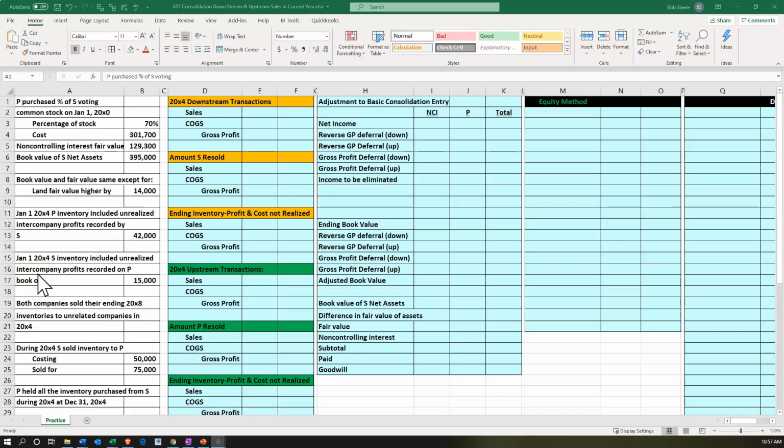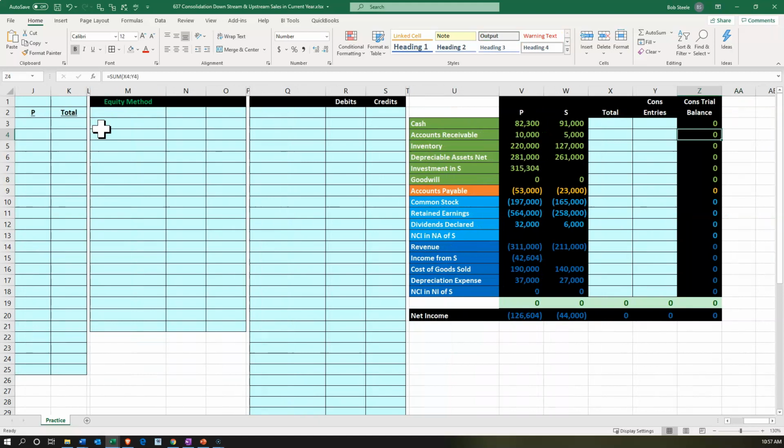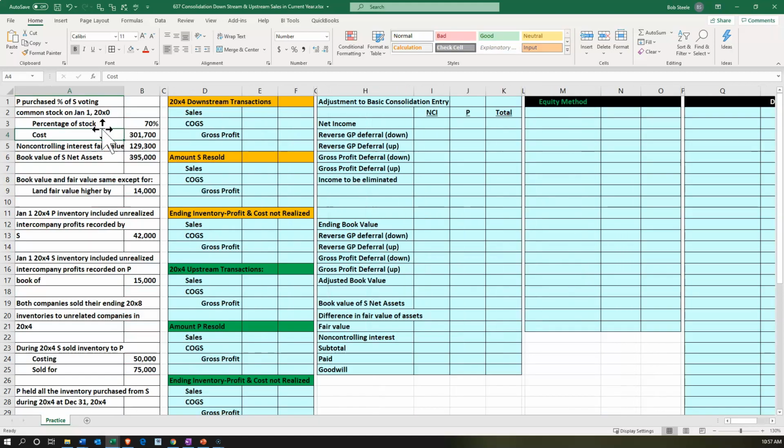Here we are in our Excel worksheet. We got our information on the left-hand side. We're going to enter that into the blue area on the right-hand side where we have our worksheets, and then we have our consolidation worksheet all the way over here to the right. Let's take a look at our information going all the way back to the left.